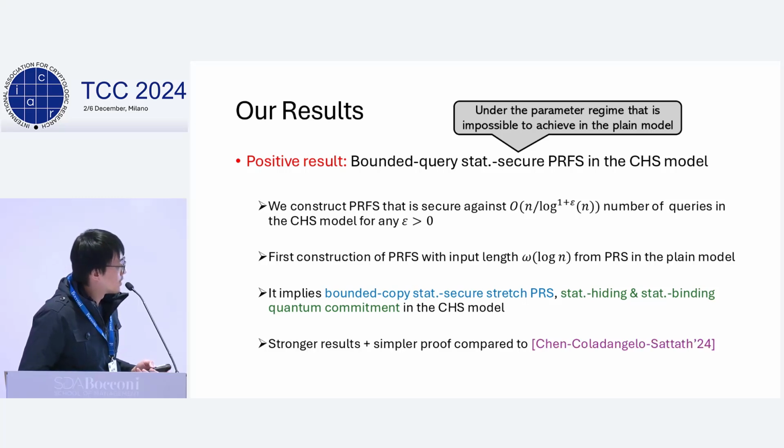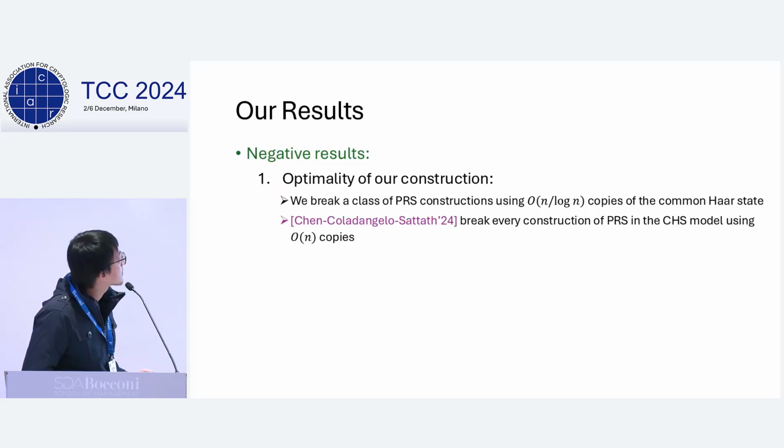Compared to the work by Chen et al., not only are our results stronger, but our proof is simpler and more elementary. On the other hand, we also show that our construction is optimal because we break a class of PRS constructions using order n over log n copies of the PRS state. The other work shows a more general attack that breaks every construction, but using slightly more copies.